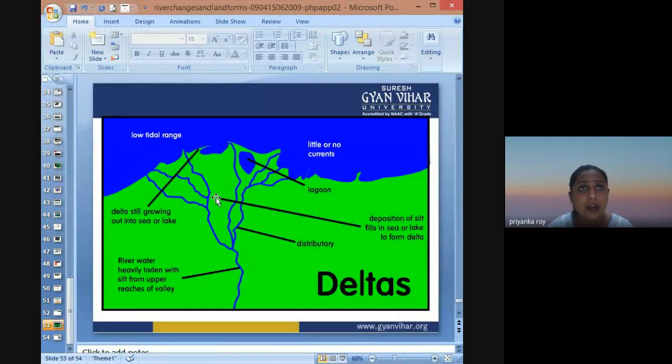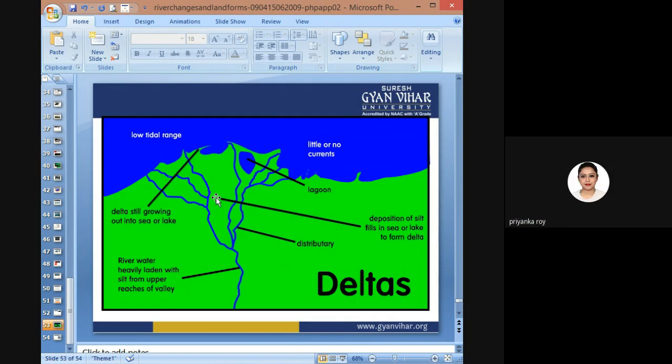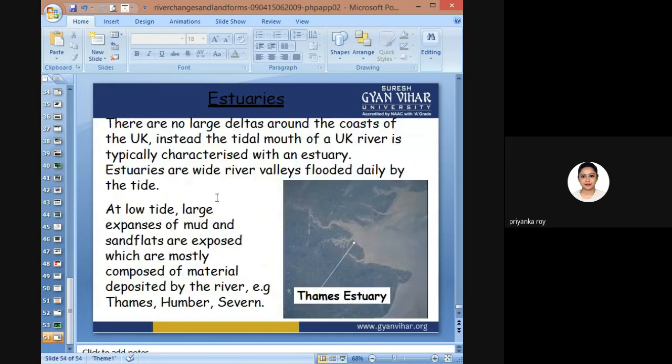Similarly, there are many rivers which are flowing into a lake. Okay, little to no current. So deposition of the silt in the sea or lake forms a delta, where rivers heavily laden with silt from the upper reaches of the river valley system.